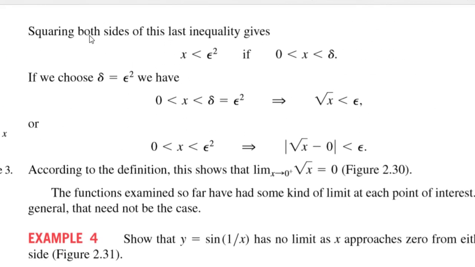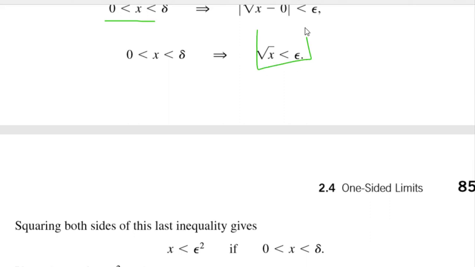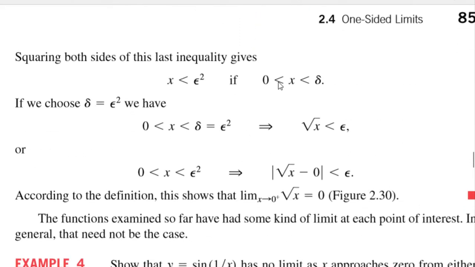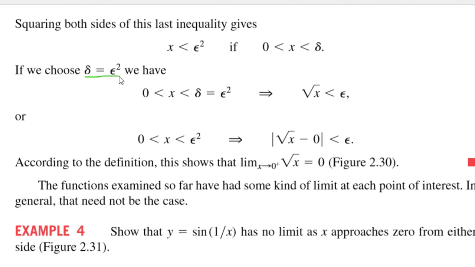Going further, squaring both sides of this last inequality gives x less than epsilon squared. If 0 is less than x less than delta, and we choose delta equal to epsilon squared, we have this expression, hence the square root of x is less than epsilon, or 0 is less than x less than epsilon squared, and the absolute value of the square root of x minus 0 is less than epsilon. According to the definition, this shows that as x tends to 0 from the right side, the limit of the square root of x is 0.